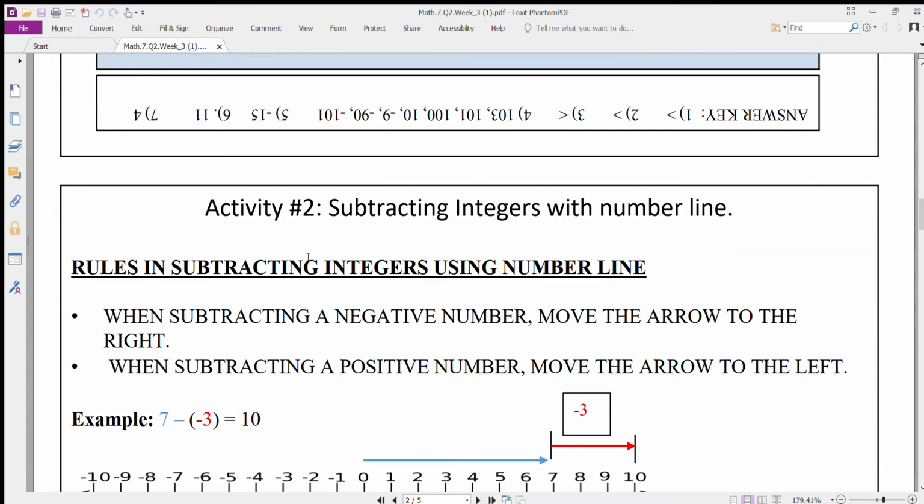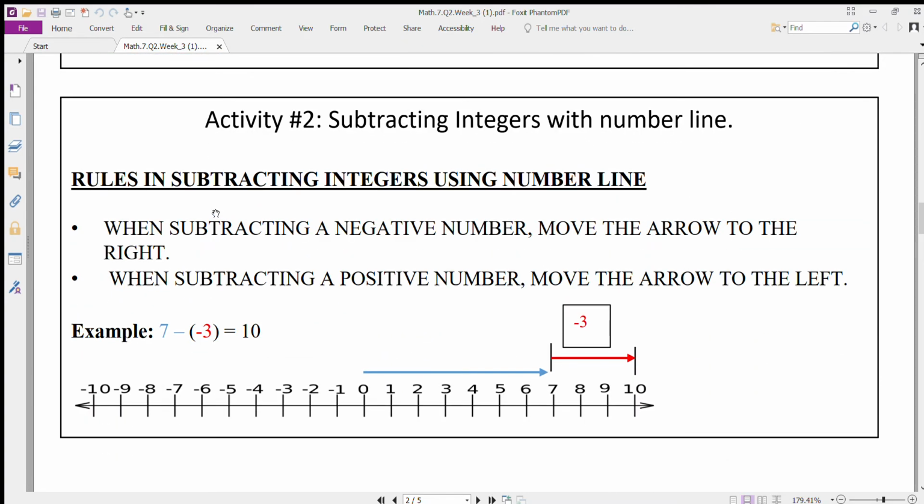Activity 2 is what we're basically doing. This is adding and subtracting integers. Again, activity 2 on the worksheet is not really helpful, it's not really insightful as I would like. So here's a PowerPoint on subtracting integers.